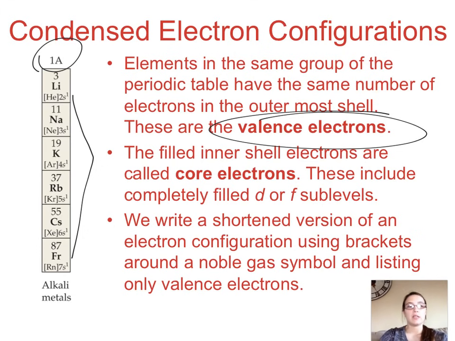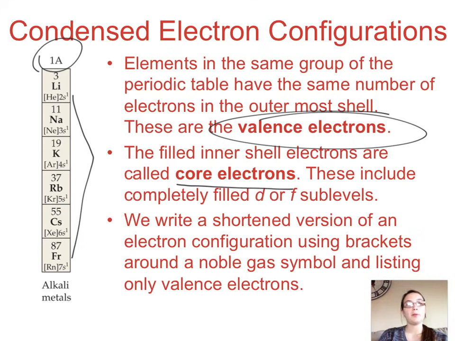Coming back to condensed configurations, the filled inner shells are called the core electrons. So anything that is not valence is core. What we can do is write a shortened version using brackets around the noble gas and listing only valence electrons. For lithium, we have helium in brackets because that's the noble gas from before, and then 2s1. If we come down to rubidium, krypton is the noble gas before, so having krypton in brackets represents the entire electron configuration of krypton, followed by 5s1 because that's the 1 valence electron.